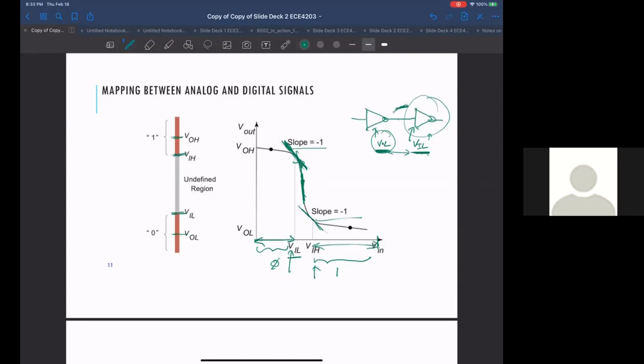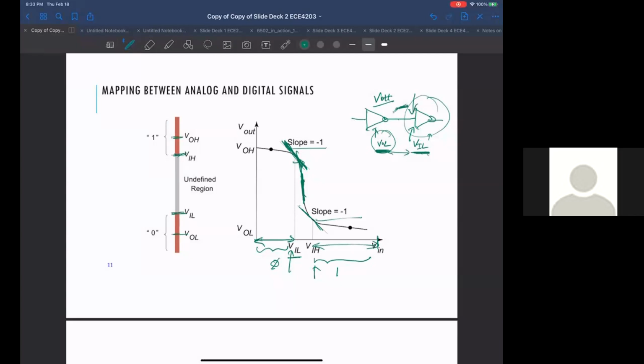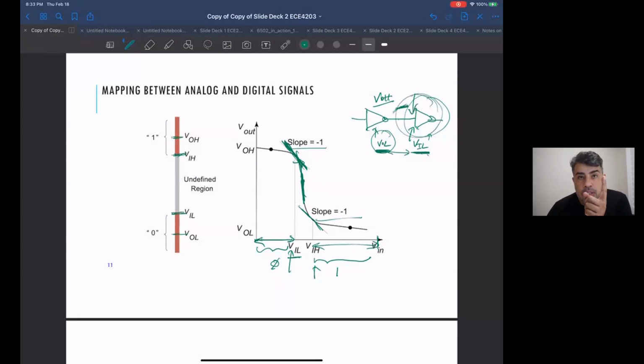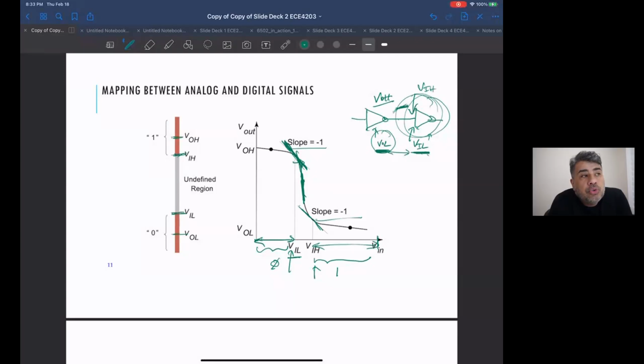And then V output high: this has a maximum high output, and that will exceed the lowest value where the next gate will accept a 1, which is V input high. That should definitely clarify a lot.